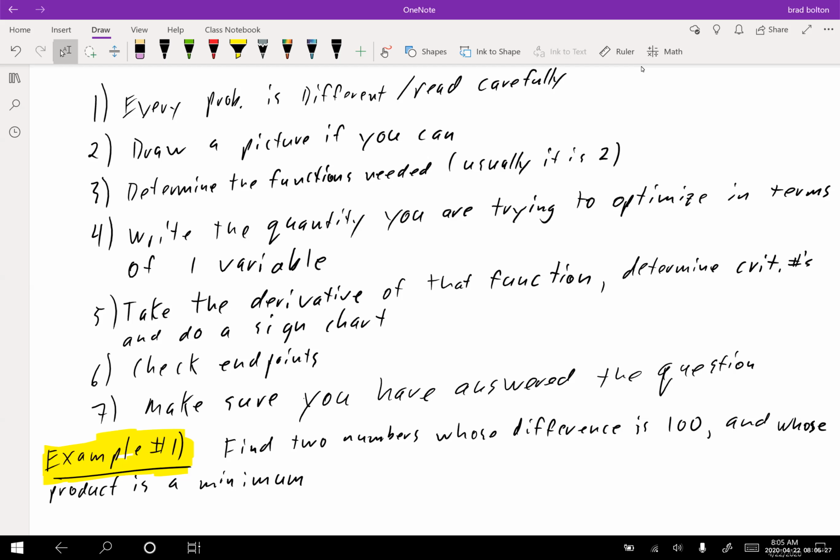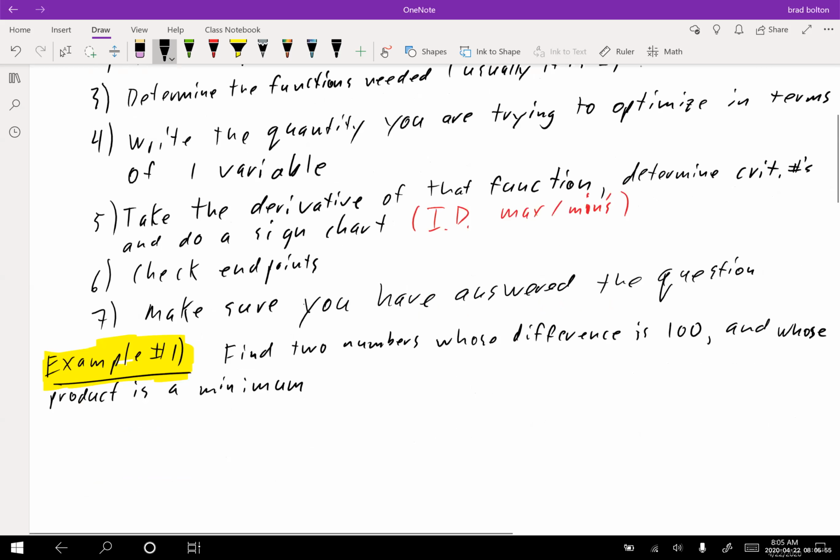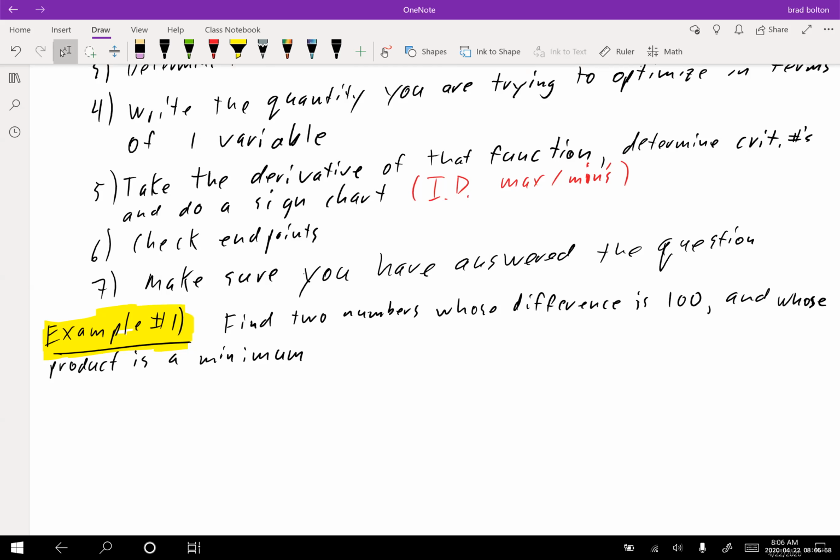So from our sign chart, we should be able to identify mins or maxes, okay? And then from there, we should use those values to create either a maximum value or a minimum value, which will help us optimize the problem. And then the final thing, make sure you've actually answered the question that they were looking for. Sometimes people answer the wrong question and they did all this really good work for nothing, okay?